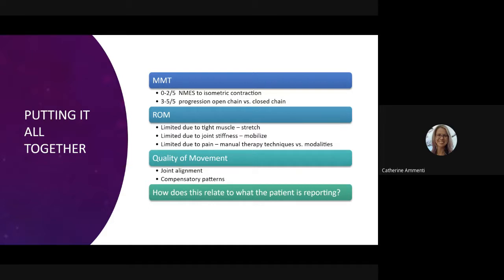Now, if range of motion is limited because of muscle tightness, then you can stretch the muscle. You might stretch them. You might have them stretch at home. It might be an exercise they do in the clinic. If it's limited due to joint stiffness, then you want to do mobilization of the joint. So that's going to be a manual therapy technique.